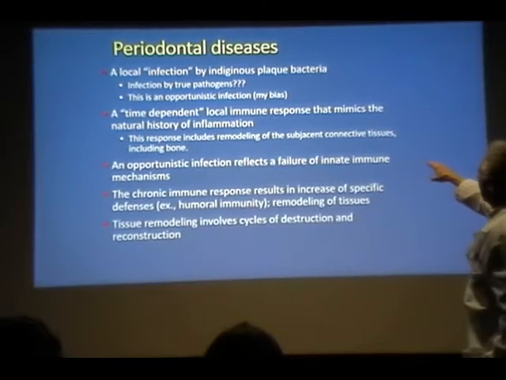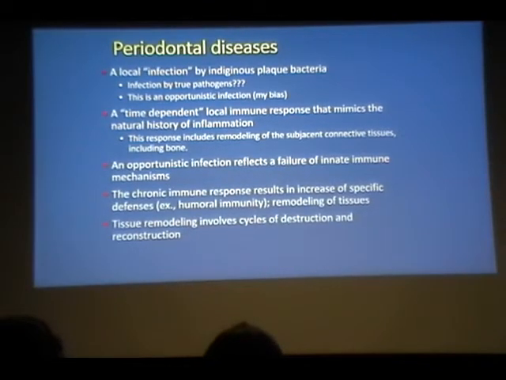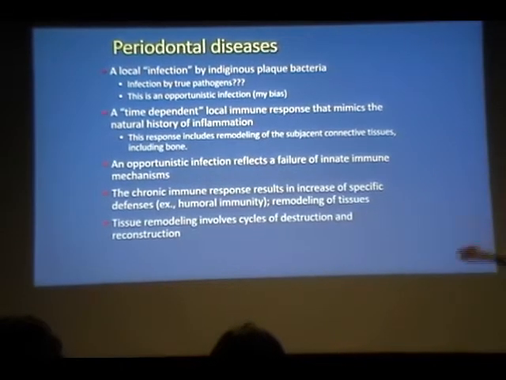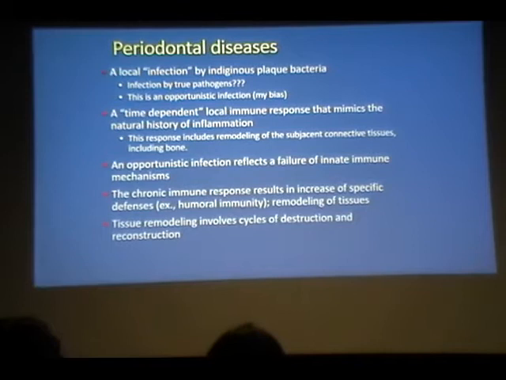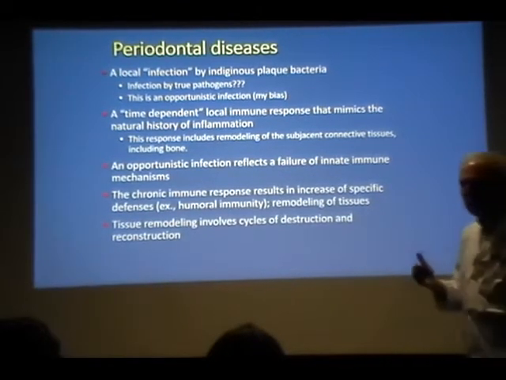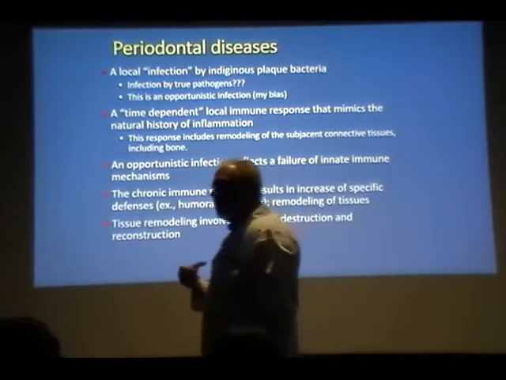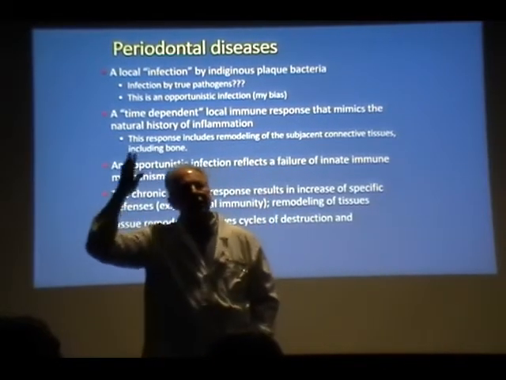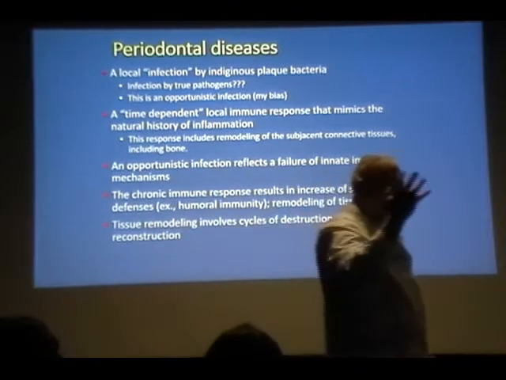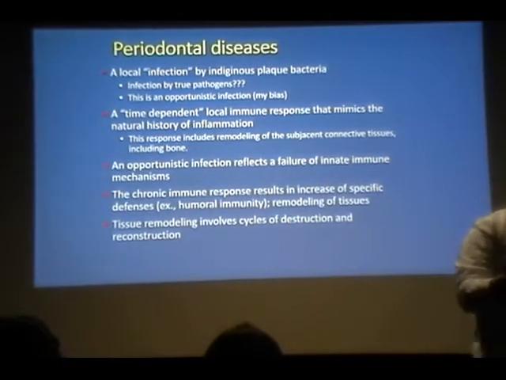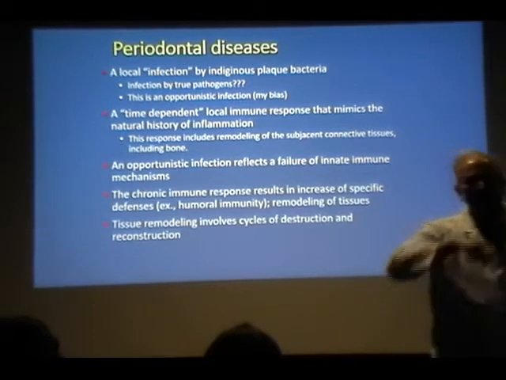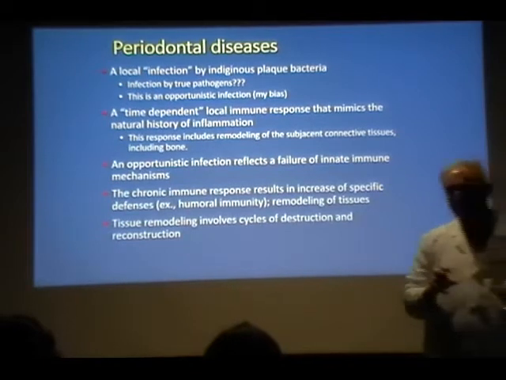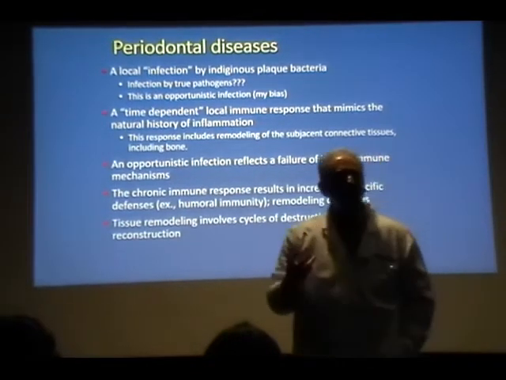And I mentioned it's a time-dependent local immune response that mimics the natural history of inflammation. It includes remodeling of subjacent connective tissues, including bone. And down here, it says tissue remodeling involves cycles of destruction and reconstruction. So periodontal disease is not static. It's very active, but it has periods when it is destructive and periods when it's trying desperately to reconstruct itself. So there are ups and downs in the disease. There are quiescent moments and active moments of destruction. And we don't know when that's happening.